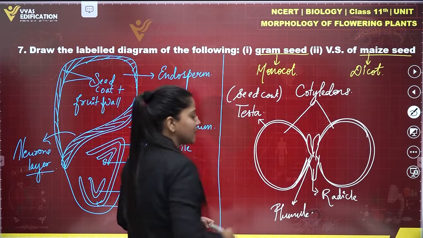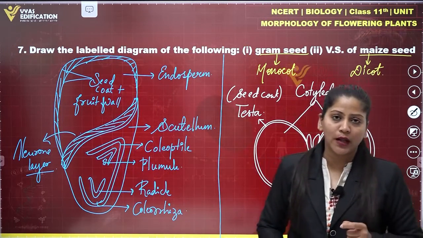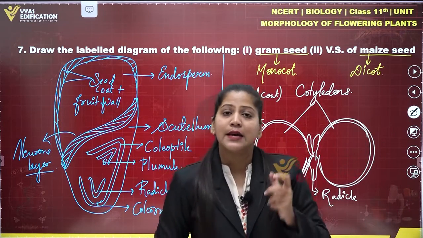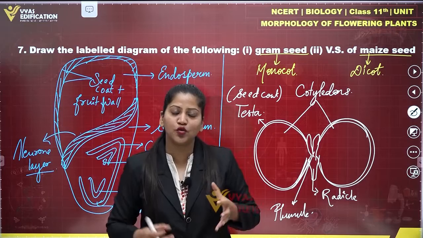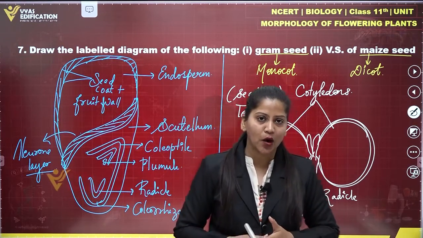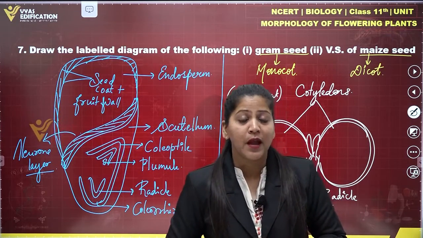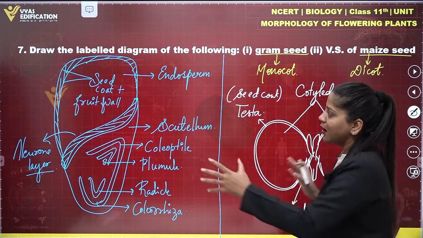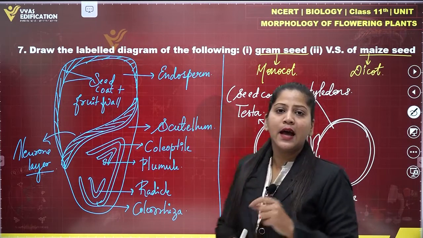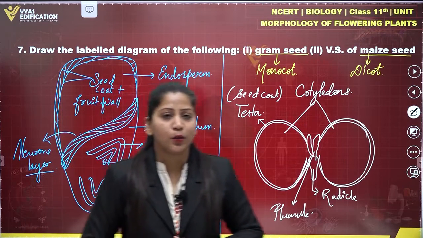This whole axis on which the plumule and radicle are present is known as embryonal axis. The plumule of a dicotyledonous seed is responsible for giving rise to the shoot system of a plant, whereas the radicle present on the embryonal axis of a dicotyledonous seed is responsible for giving rise to the root system of a plant. So these are the labeled diagrams of monocot seed as well as dicot seed. With this we have completed question number 7.